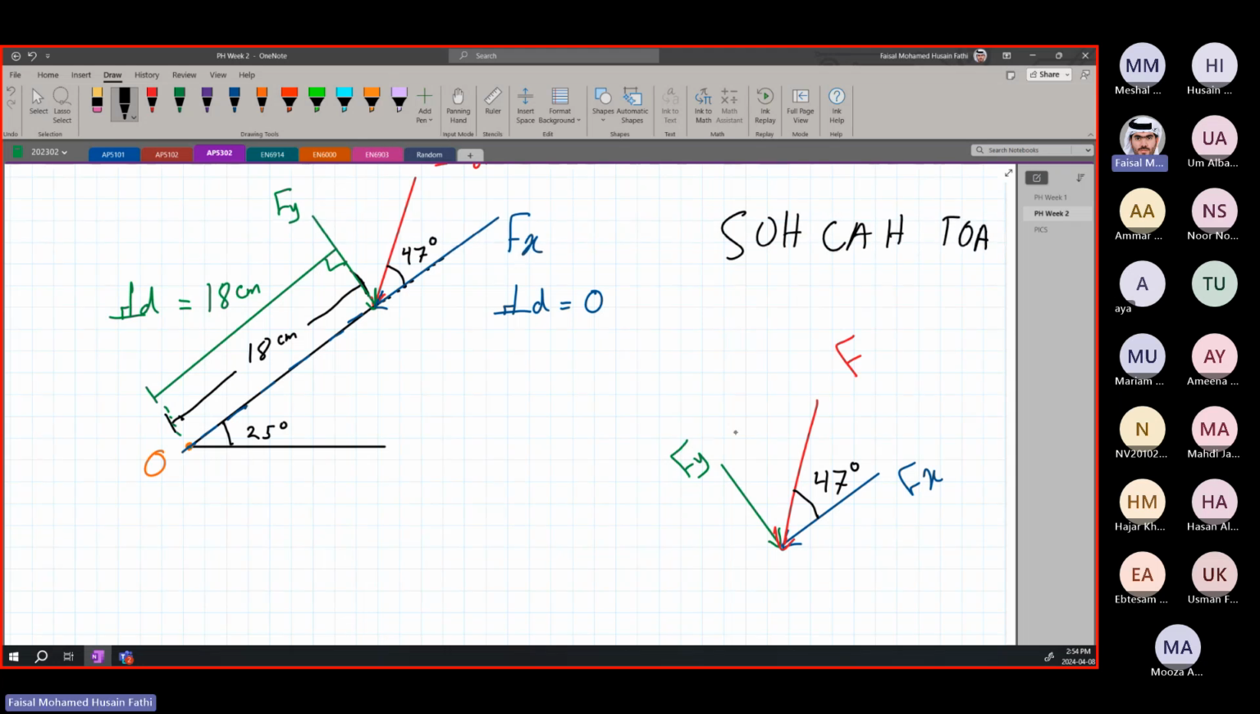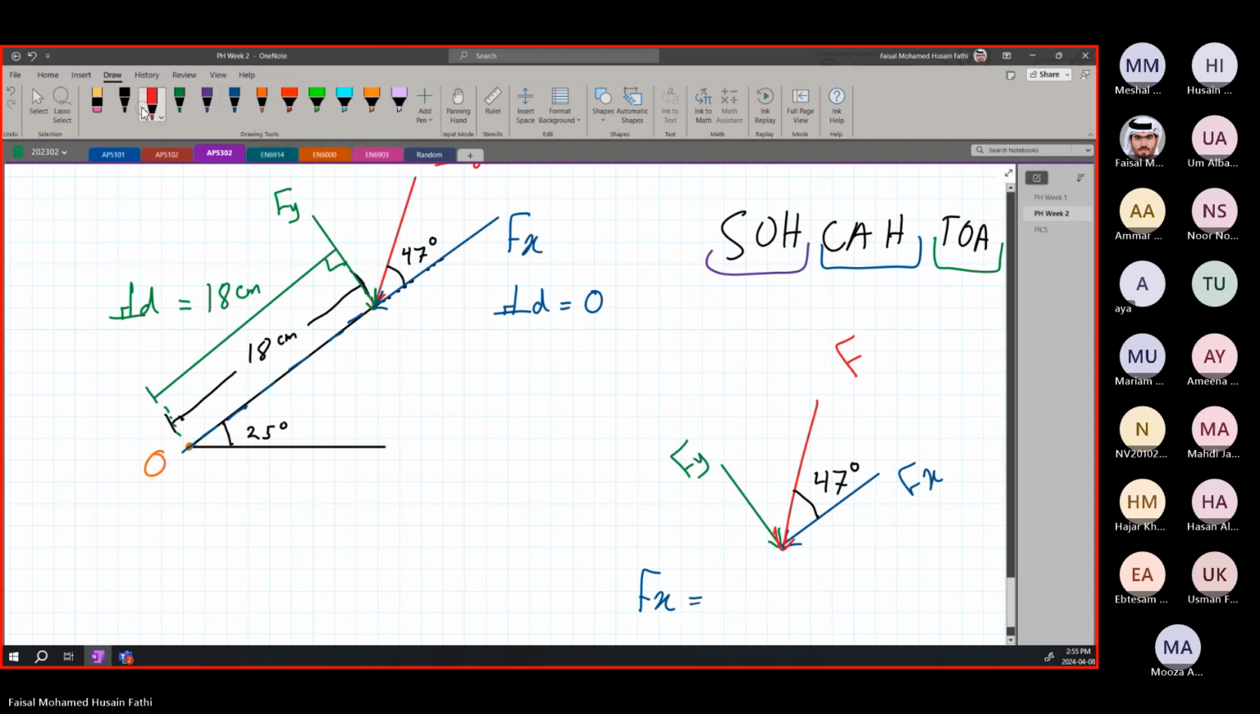These are all separate entities. This is a separate part, this is a separate part, and this is a separate part. But this is just a way to remember them. O is opposite, H is hypotenuse, and A is adjacent. So in the shortcut, we're going to apply somewhat of a similar concept. If we're looking at the force Fx, the angle given is adjacent to the force Fx. So since it is adjacent, we are going to use cosine. So Fx is equal to F, the given force, times cosine of the angle, which is 47 degrees in this case.